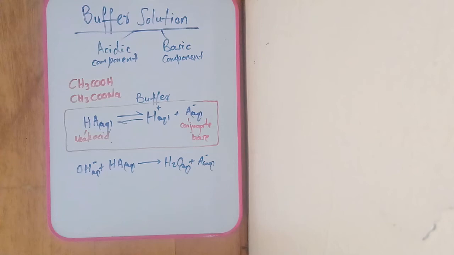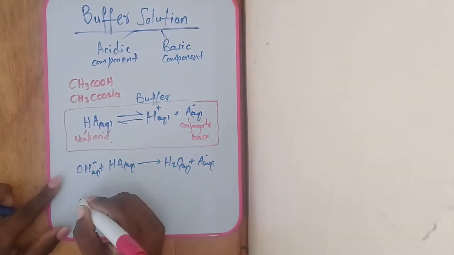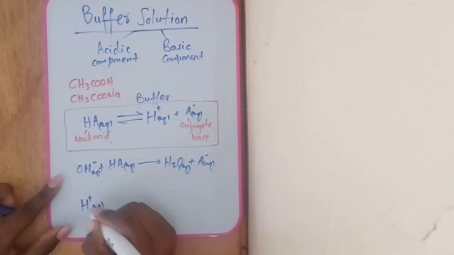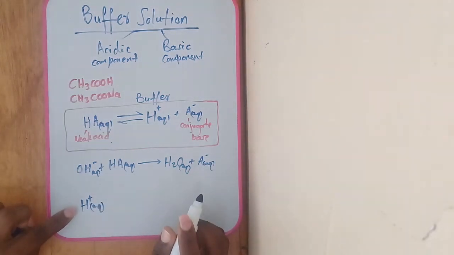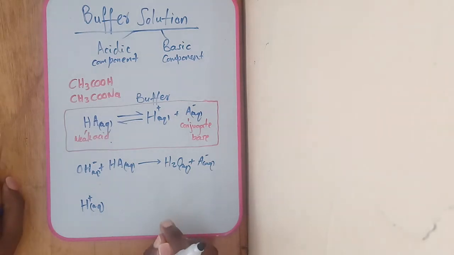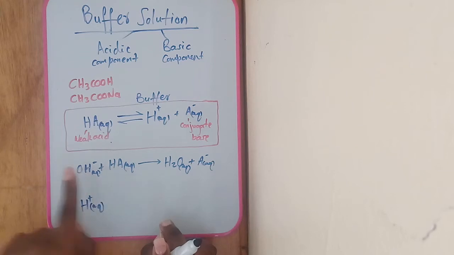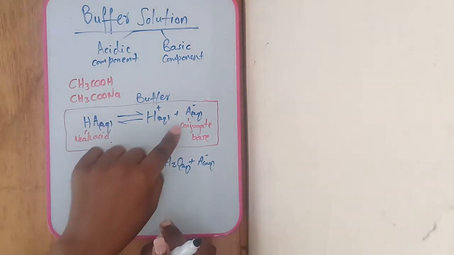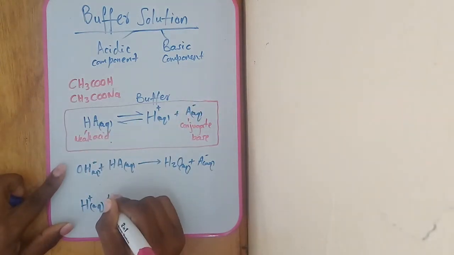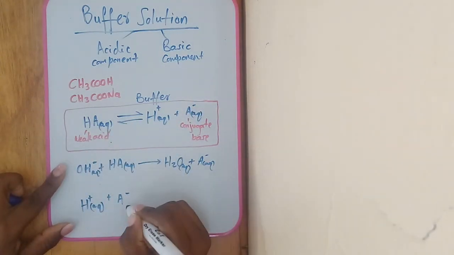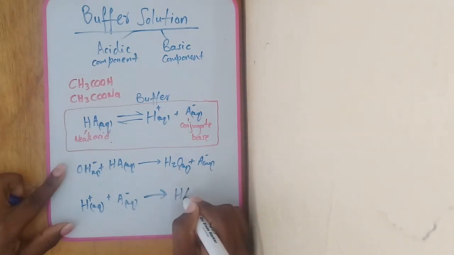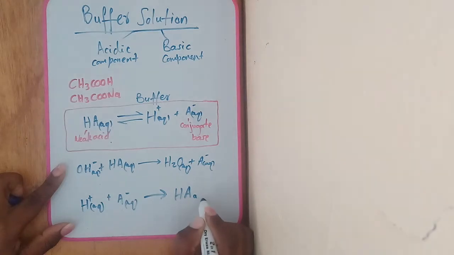So what if you add a strong acid? Because it's a strong acid, it will react with the basic component of the buffer, which is this conjugate base. So it will react with this A minus here, forming HA, which means it forms more of the weak acid.